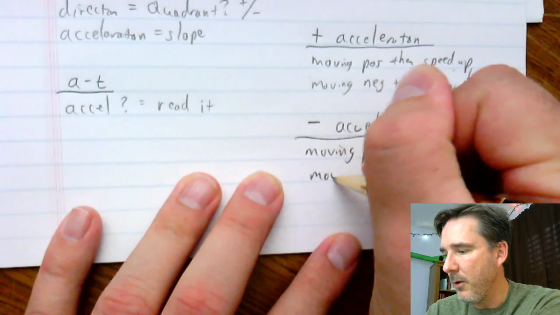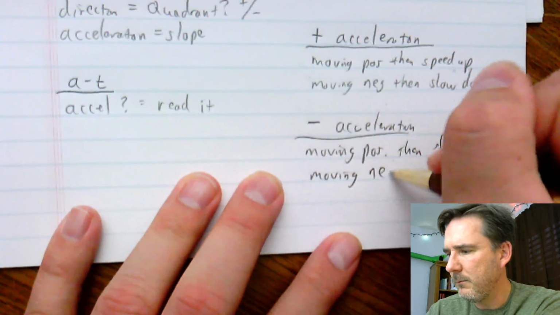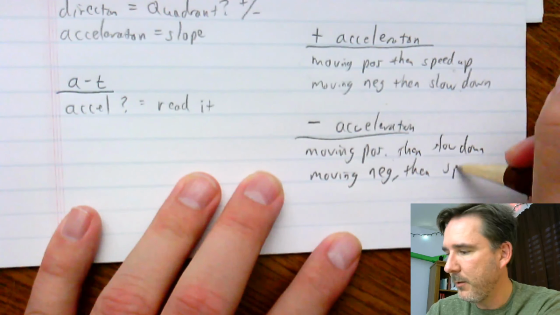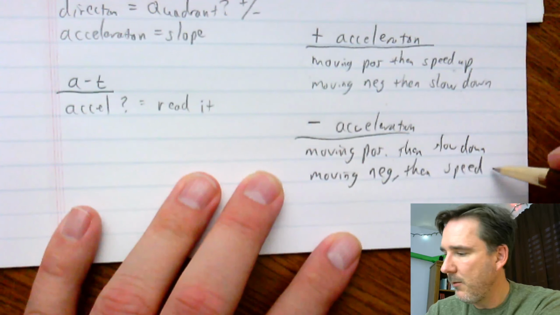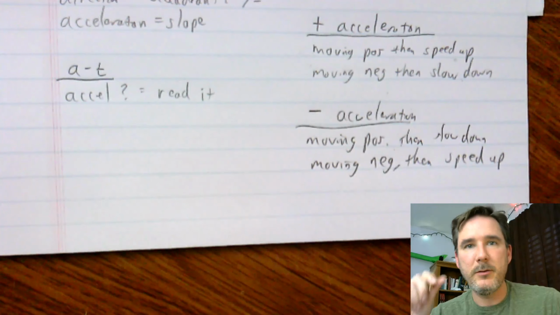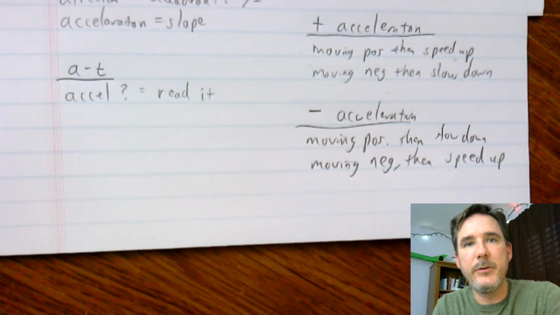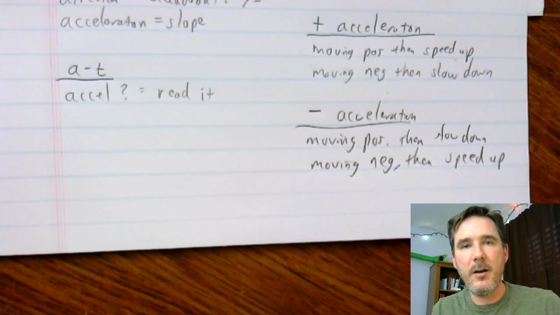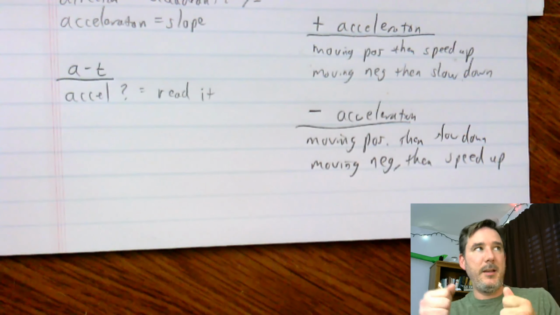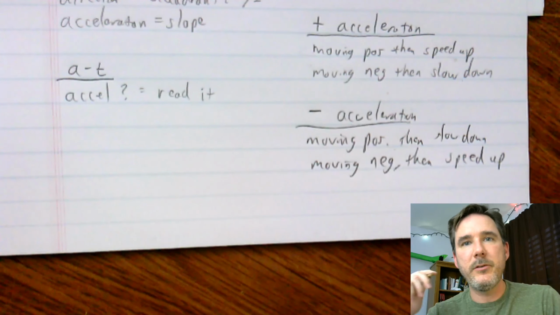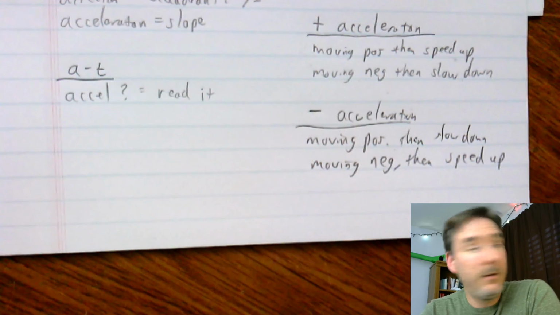Okay? If you're moving negatively, then you're going to speed up because you're moving backwards, the wind is blowing you backwards, so you're going to have a negative acceleration and you're going to increase your speed. Okay, it's like if you're in the car and you got the reverse on and you hit the gas, what's going to happen? Well, the engine is pushing the car backwards, so you're going to speed up going backwards. All right.